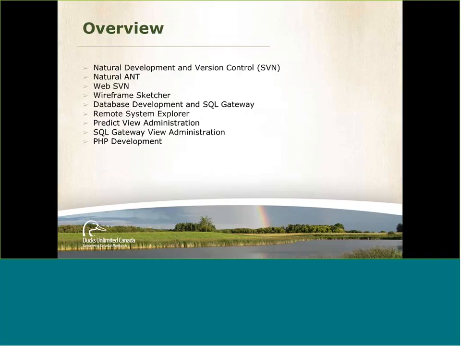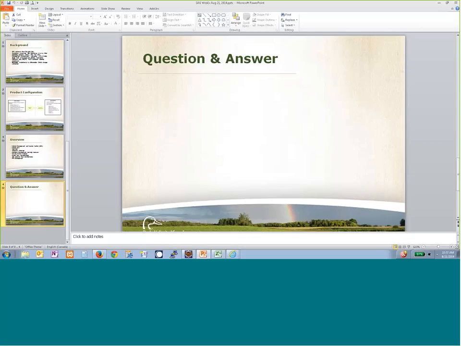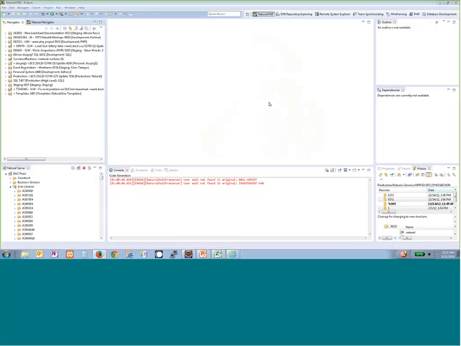So just a brief overview of what we're going to be talking about. Hopefully I'll demo for about 45 minutes, and then we can have 10 or 15 minutes of question and answer. Try to spend about half of my time on the top 2 topics, natural development and version control, and how we use those, and how we move our programs to production. And then we'll cover off some of the rest of those topics. So right now we'll just jump right into the demo. So hopefully you're seeing my screen right now, which is the NaturalONE Eclipse environment.